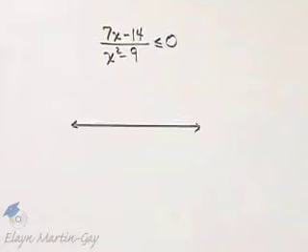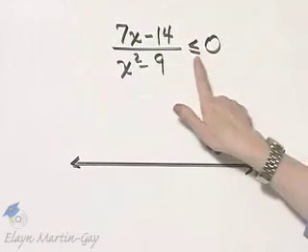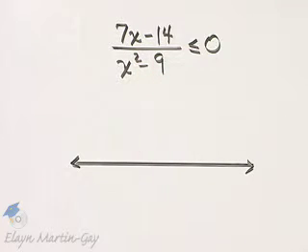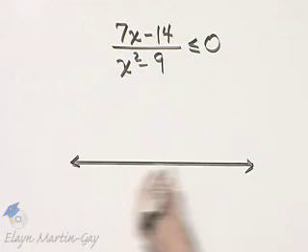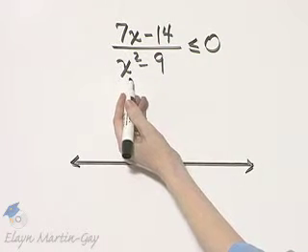I'd like to solve this inequality. Why do we use the number line method? This is an inequality with variables in the denominator. So how do we solve, or what goes on the number line? Values that make the denominator 0.